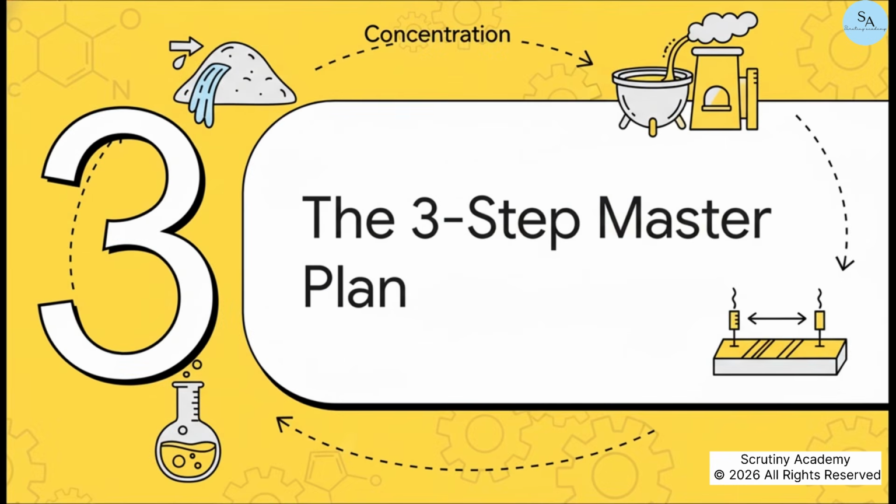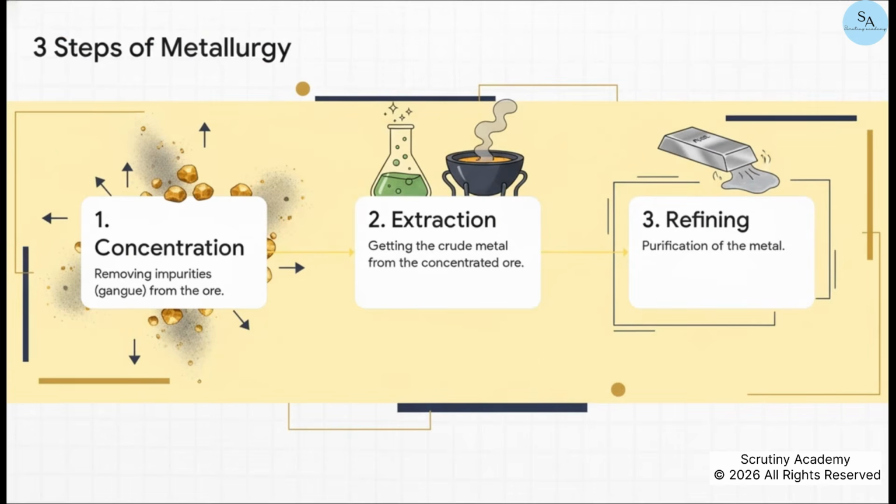Now that we've got the lingo and the main rulebook down, let's look at the overall process. The whole thing, all of metallurgy, can be broken down into a simple, logical, three-step journey, from a dirty rock to a pure, shiny metal. Step 1 is concentration. This is where we clean the ore and get rid of all that gangue. Step 2 is extraction. We do some chemistry to get the raw, kind of dirty metal out. And step 3 is refining. We purify that crude metal to make it really, really pure.